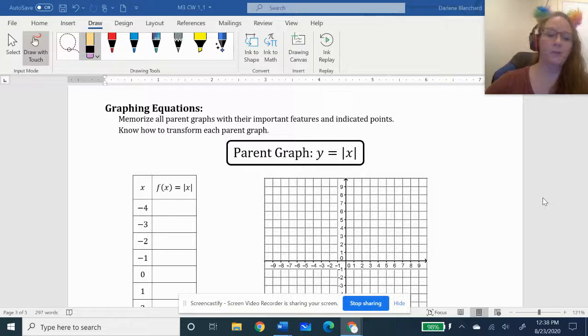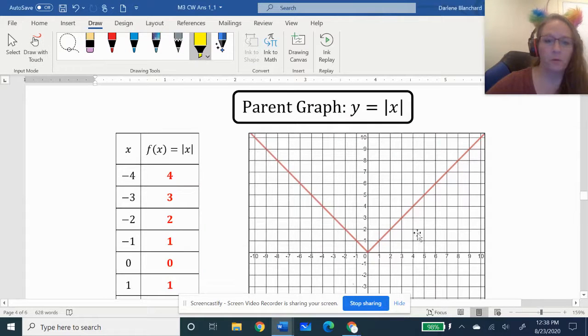Math 3, Classwork 1.1, Part B, Graphing Equations. If you have not attempted graphing your absolute value of x, pause the video. Now, turn it back on and let's take a look at what you should have found.